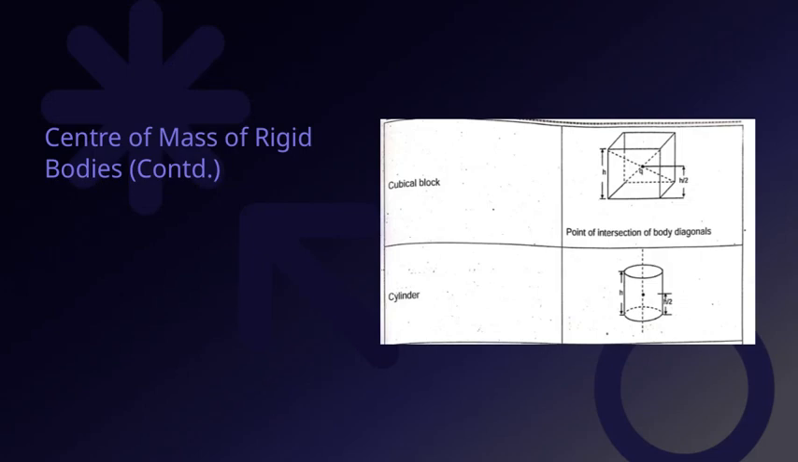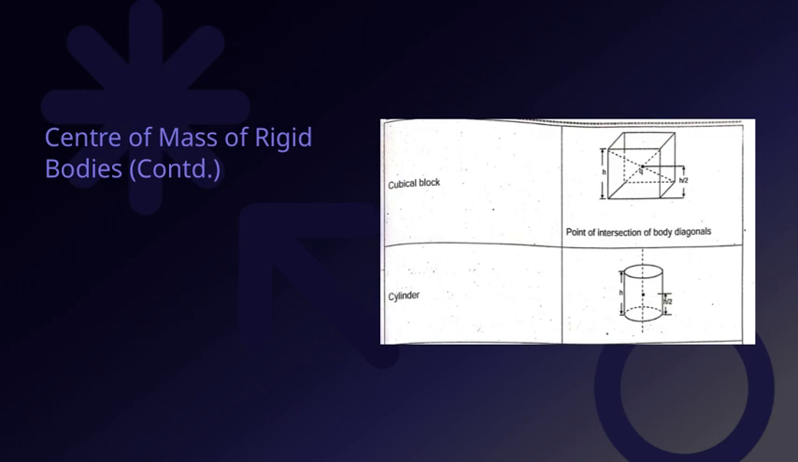Let's continue our discussion on the center of mass of rigid bodies. In this slide, we'll delve into some additional aspects. First, remember that understanding the location of the center of mass is crucial for analyzing how objects move and balance. When we talk about rigid bodies, the center of mass can be found using various methods, depending on the shape and mass distribution. One key point to highlight is that for symmetric objects with uniform density, the center of mass often coincides with the geometric center.